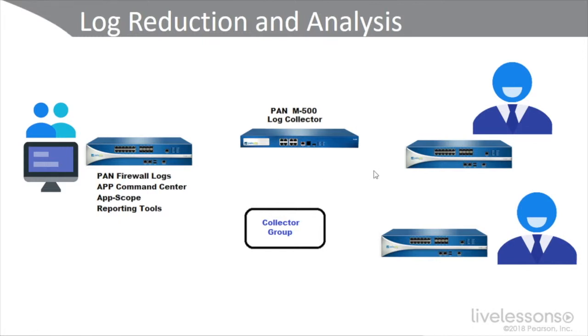Now, you can also place these individual firewalls into a collector group, and from a collector group, you can send the logs to the PAN M500. Realize that this is just going to take the system logs and other types of logs, not the reports. The reports will come directly from these firewalls, bypass the log collector, and go up to the main Panorama management.